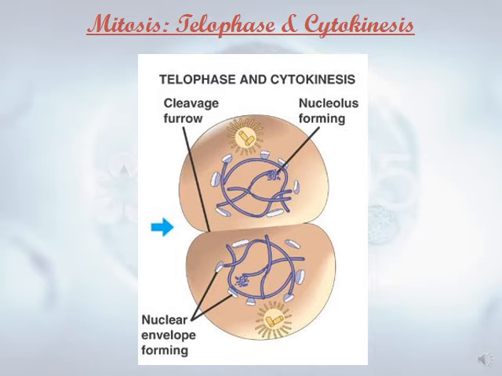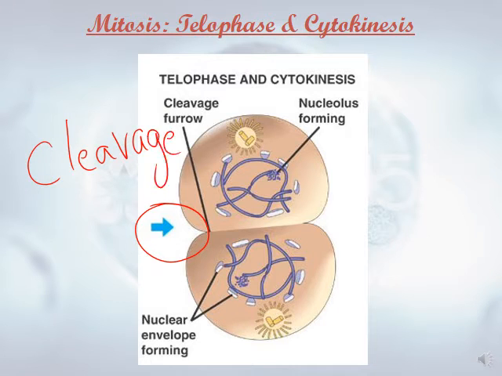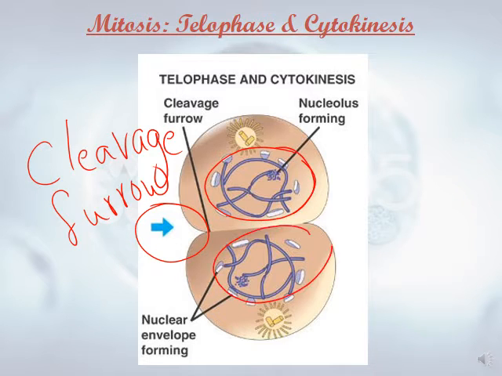Last phases: prophase, metaphase, anaphase, and now we have telophase and cytokinesis. In telophase, the important key here is the cleavage furrow, where the cell will divide into two cells. The chromosomes form two identical groups at the opposite ends of the cell. These chromosomes will decondense back to the chromatin form, and the nuclear membrane will reappear around each set of chromosomes.